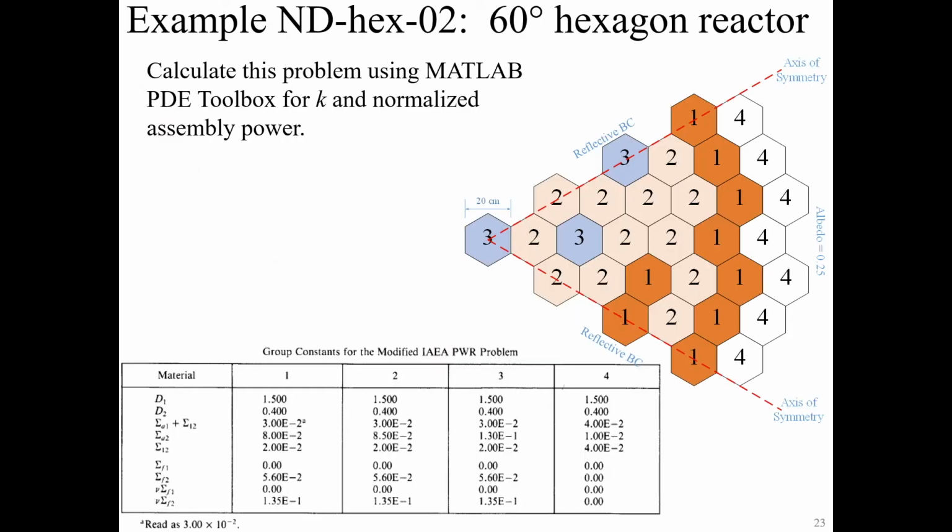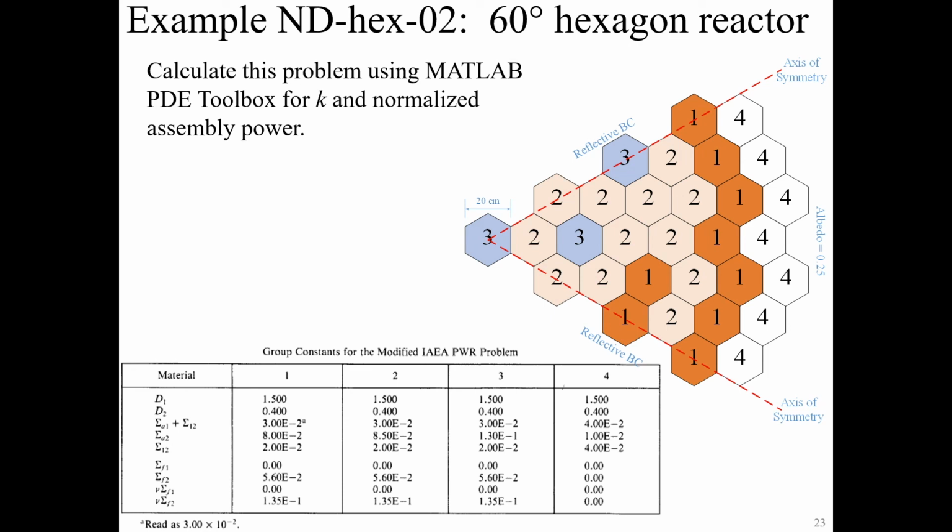Next, we will model a 60-degree hexagon reactor. I will not provide the MATLAB demonstration, but I will summarize the major steps. Your assignment is to practice this problem again and to see if you can get the same result as shown in this slide.